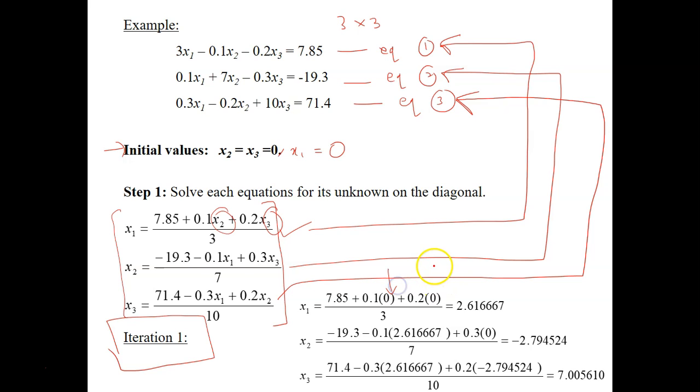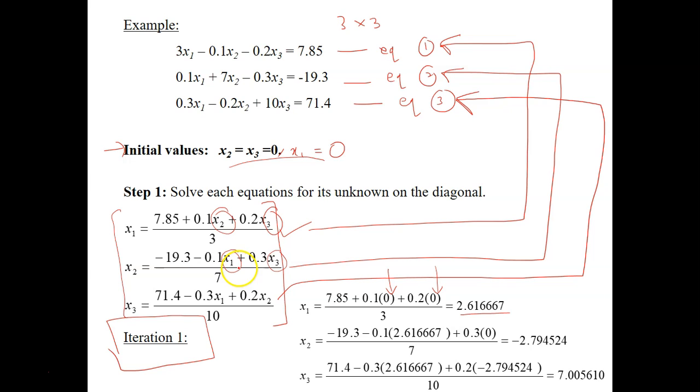You see, they use the initial guess 0, which is this one. So, you will get this answer for x1. And to calculate your x2, just use this formula here. Alright, but this time around, you have x1 and x3.